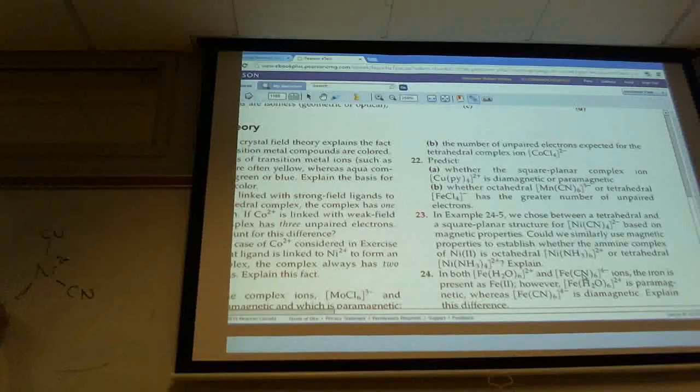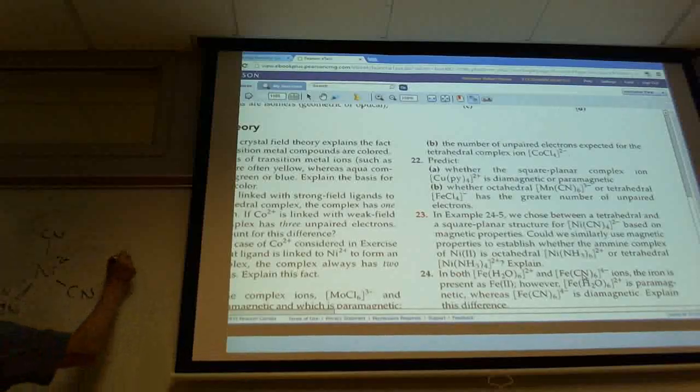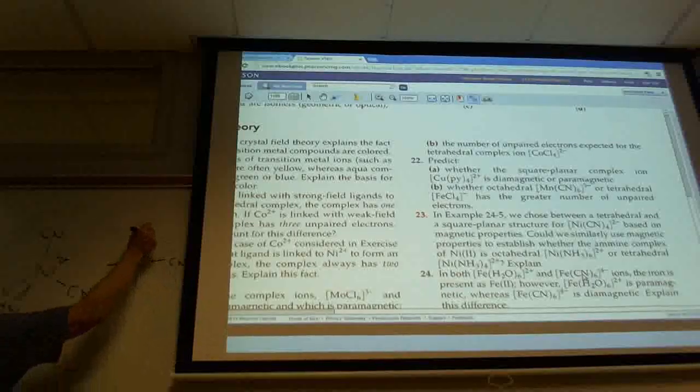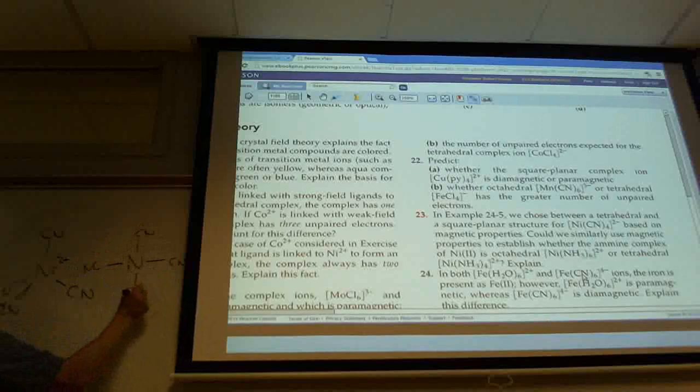So if we have 4 cyanides, what should the structure be? We've got 4 bonded atoms. With 4 bonded atoms, VSEPR tells you it should be tetrahedral. But does VSEPR work for complexes? No, VSEPR fails for complexes. So how can we predict this? We expect it to be tetrahedral, but could it also be square planar, that is, just form a flat square planar shape?